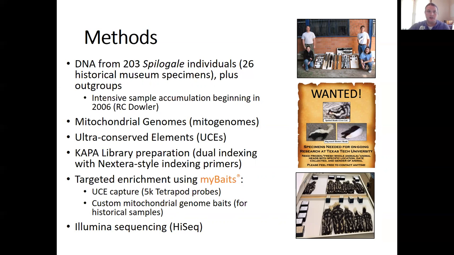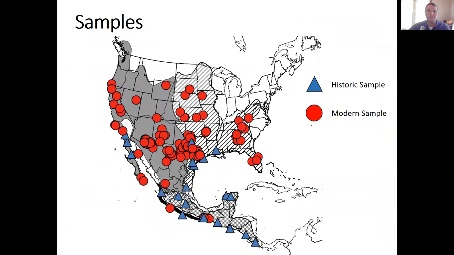We decided to focus on complete mitochondrial genomes for the mitochondrial data, and ultraconserved elements, or UCEs, for the nuclear data, using next generation sequencing approaches and MYbaits. This is a map depicting the 203 samples, with the modern samples in the red circles and the historic samples in the blue triangles. As I mentioned before, despite several attempts to collect in Guatemala and other parts across Mexico, we did not obtain any modern samples of Spilogale angustifrons, with the exception of those from Oaxaca.